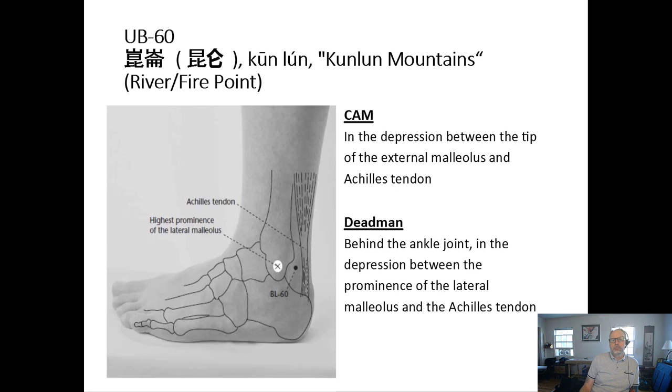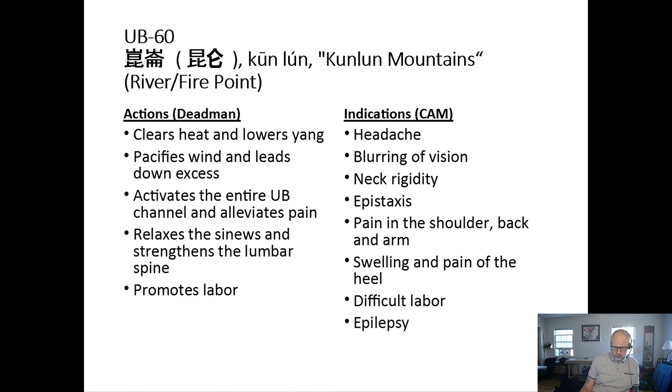UB60. Behind the ankle joint in the depression between the prominence of the lateral malleolus and the Achilles tendon. This is the fire and the river point. It clears heat, lowers yang, pacifies winds, leads down excess, activates the entire UB channel, alleviates pain, relaxes sinews and strengthens the lumbar spine, and it promotes labor. This is such an important point. It's roughly about the size of a nickel, and so it has a lot more functionality.